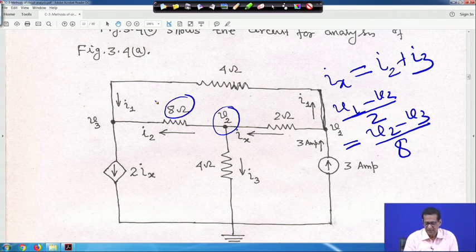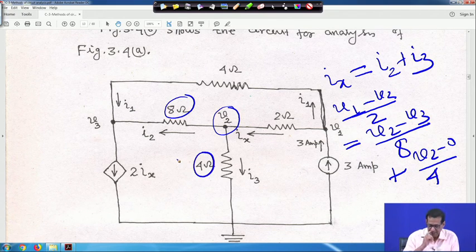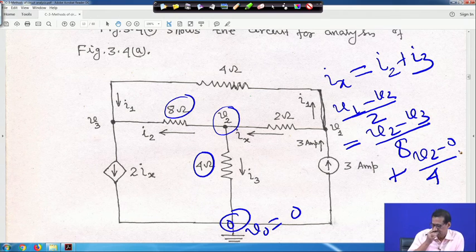And I3 will be V2 minus 0 divided by 4, because this is 4 ohm, and this is the reference node. So here reference voltage V0 is equal to 0, so V2 minus 0 by 4. This way you can apply KCL at node 2. Later I will come to the solution, but just for the purpose of explanation, let us try to explain this.